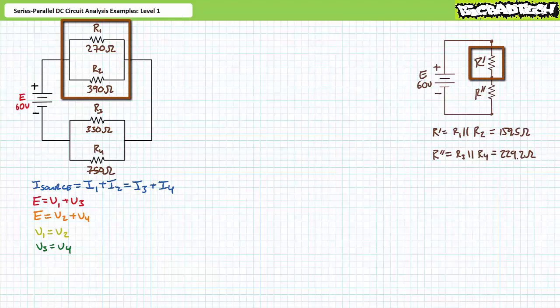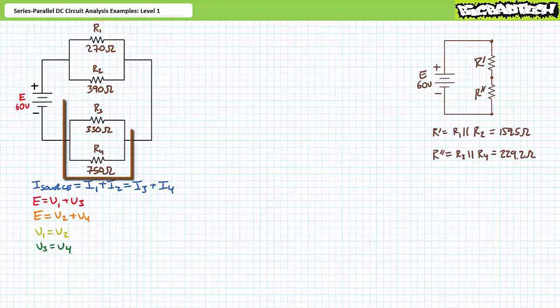These analyses imply that R1 is in parallel with R2, a simplification I'm calling R single prime, where R single prime has a value of 159.5 ohms. These analyses additionally imply that R3 is in parallel with R4, a simplification I'm calling R double prime, where R double prime has a value of 229.2 ohms. R single prime and R double prime are perfectly in series with one another.